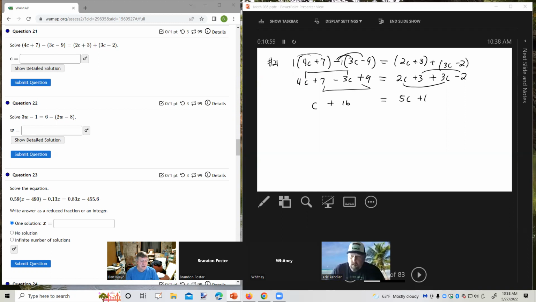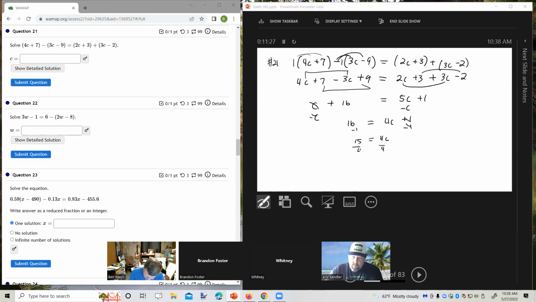I need to put all the c's on one side of the equation. I can put it on either side of the equation. Let's put them on the right this time. So I'll subtract c from both sides to get rid of c on the left, but that gives us 4c plus 1 on the right. Since I opted to put the variable terms on the right, the constant terms go on the left. So subtracting 1, 15 equals 4c.